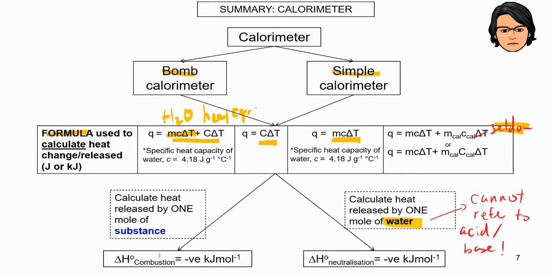Another thing you have to know is whether it is combustion or neutralization. If it's combustion, it means the heat released by 1 mole of substance. But if it is neutralization, you have to be very careful. Your stoichiometry must refer to 1 mole of water. You cannot refer to any substance like acid or base. And don't forget about the unit.